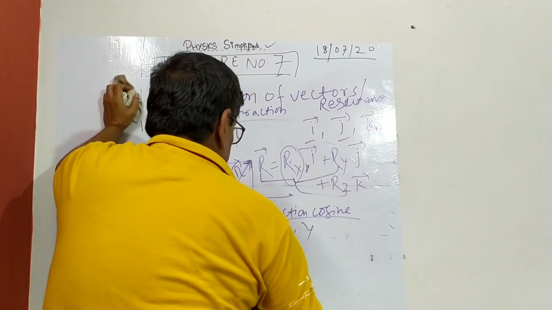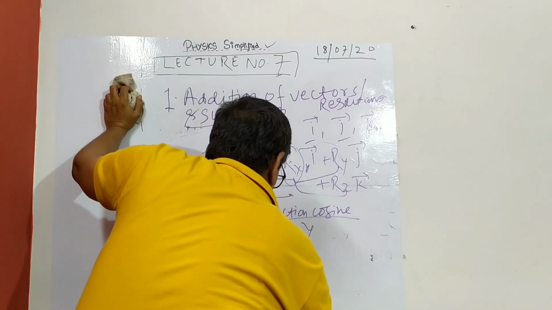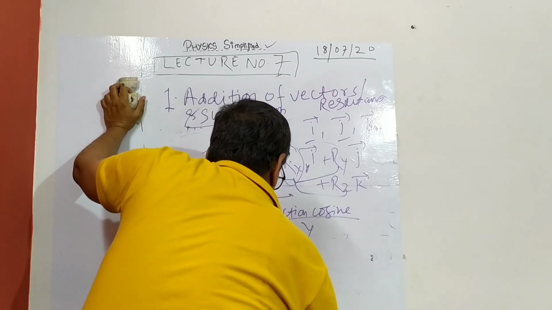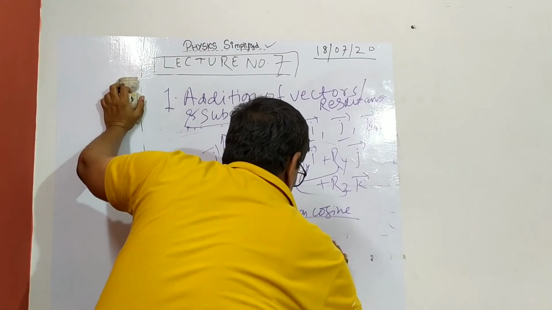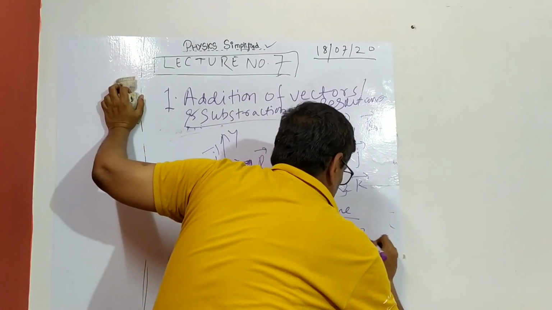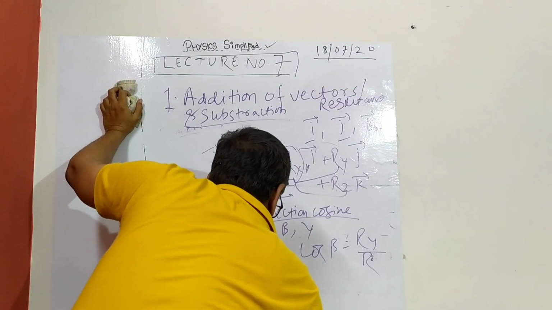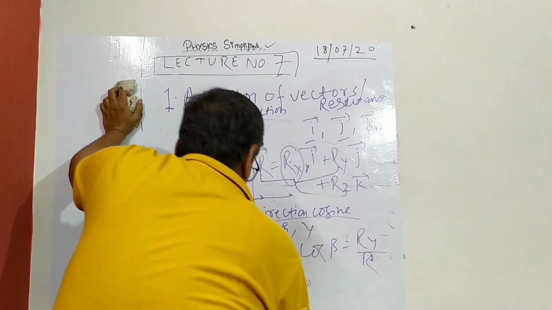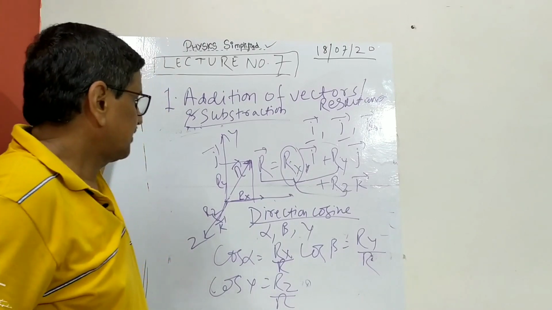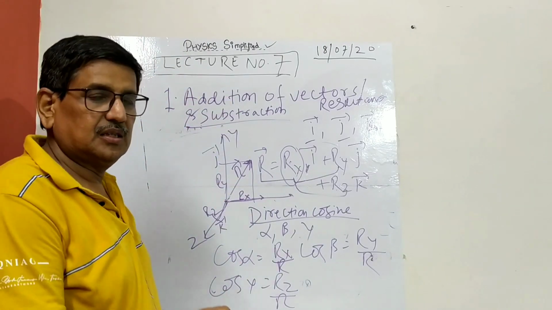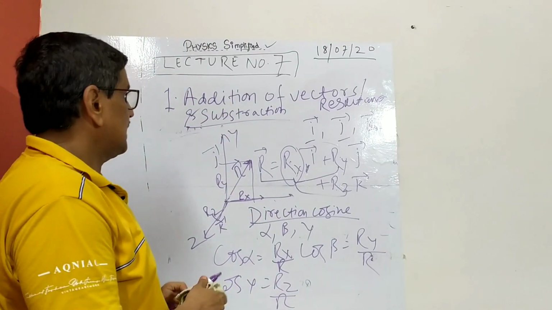So these are the cosines. Cos alpha will be Rx by R, and alpha will be its inverse. Cos beta will be Ry by R, and ditto, cos gamma will be Rz by R, and alpha will be the inverse of this. This is all for this topic. Read it, enjoy it, and ask questions.